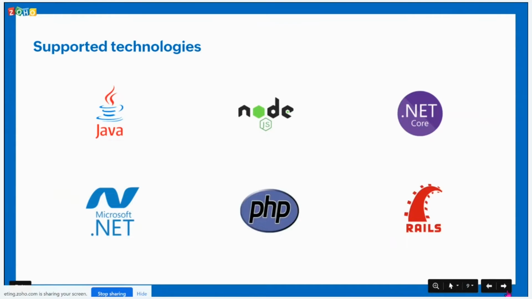These are the supported technologies in Applications Manager for application performance monitoring. They are Java, Node.js, .NET Core, Microsoft .NET, PHP, and Ruby on Rails.